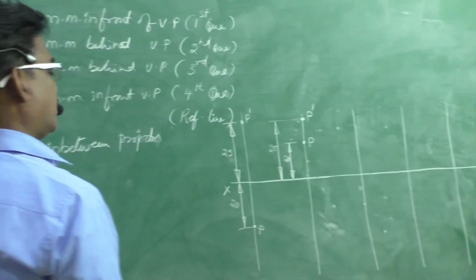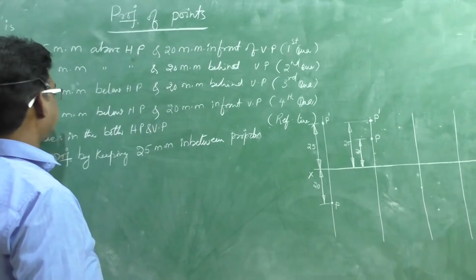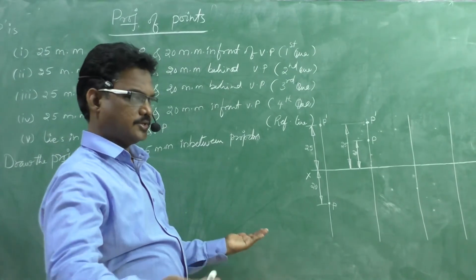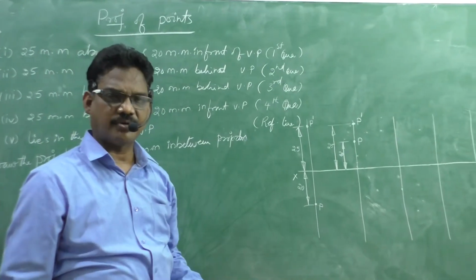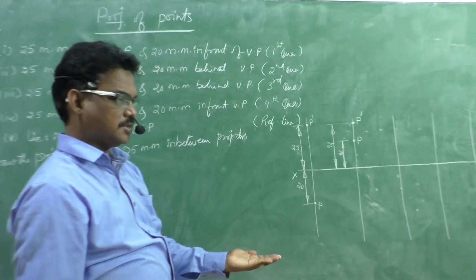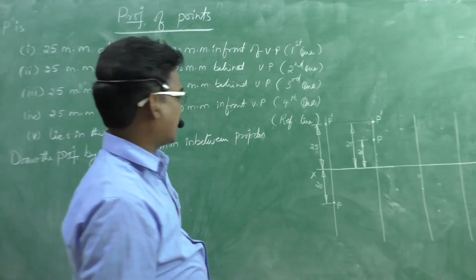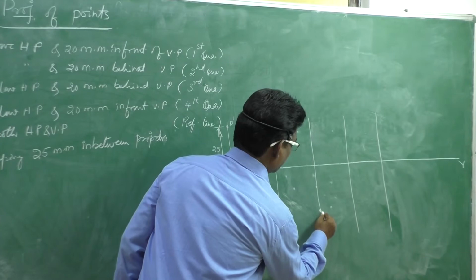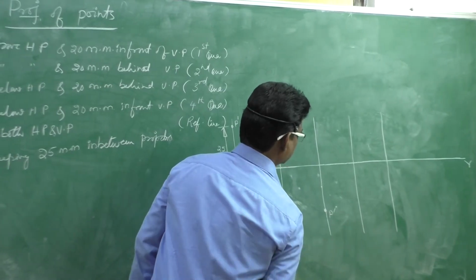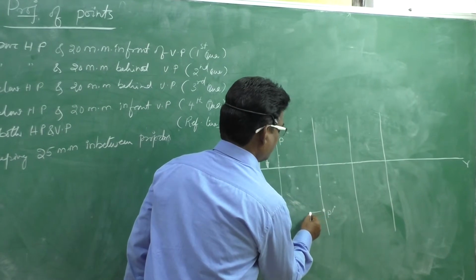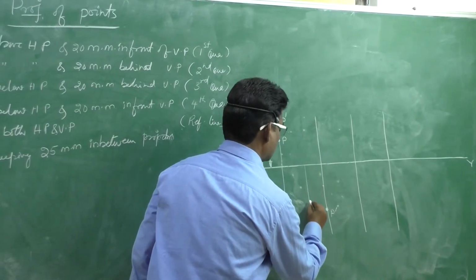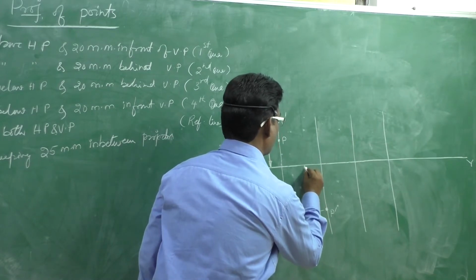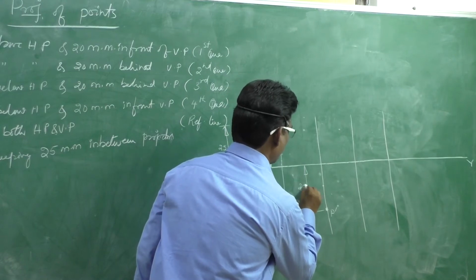Now come to the third problem. 25 mm below HP. If it is below HP, we can see that distance in the front view. It is below HP, that means it is below the reference line. Therefore, below the reference line 25 mm. This is front view P dash, and it is 25 mm. This is 25.